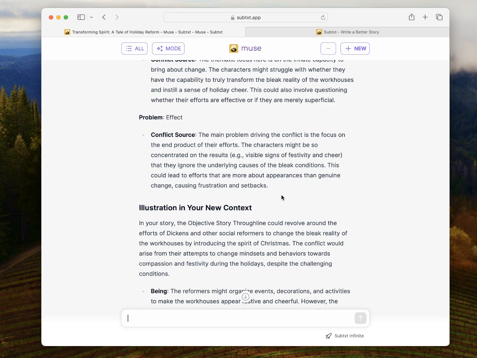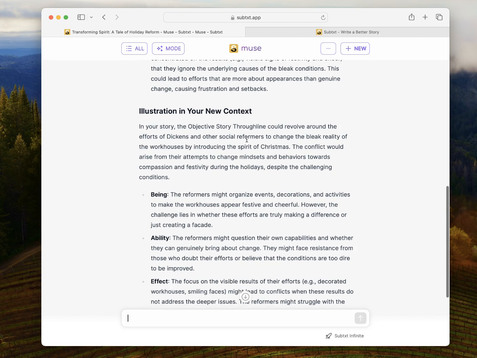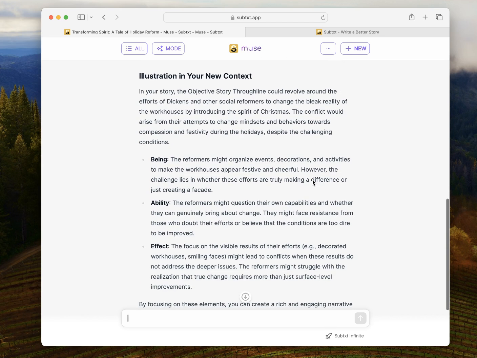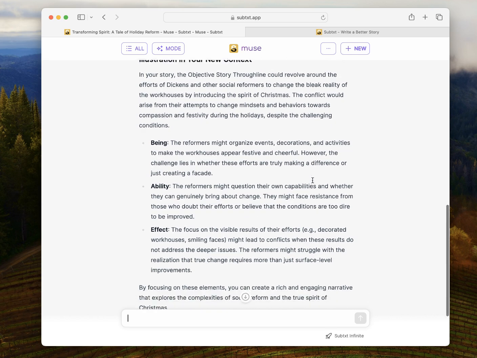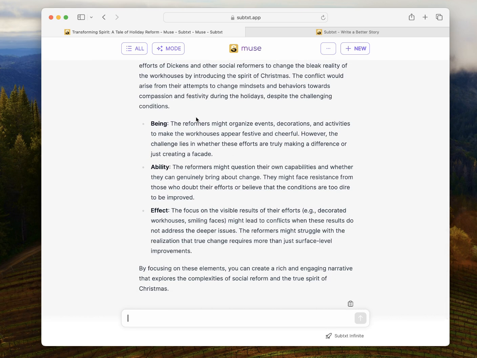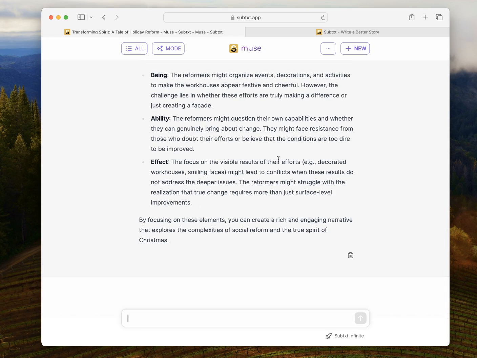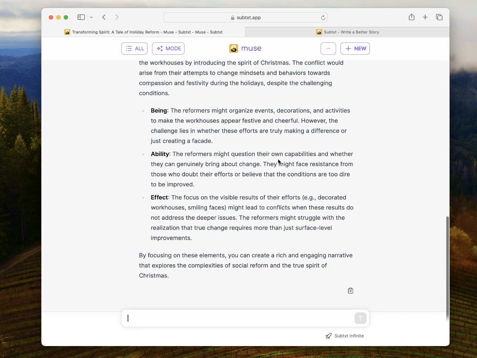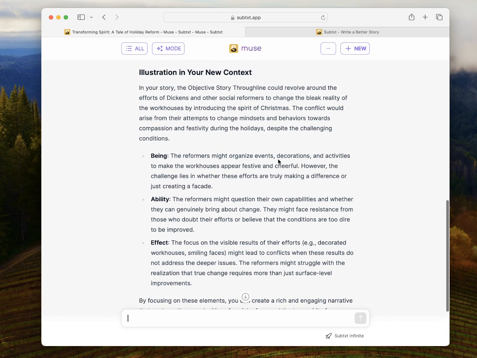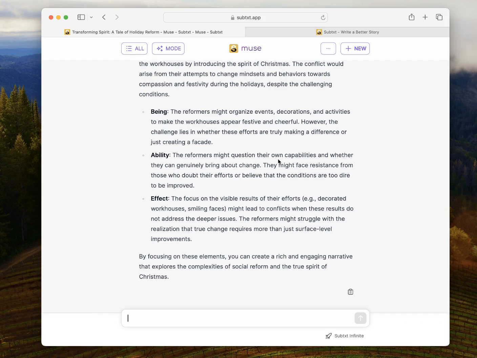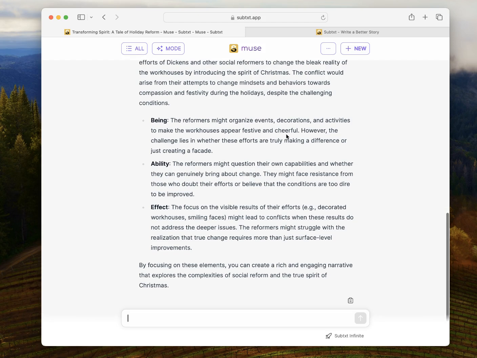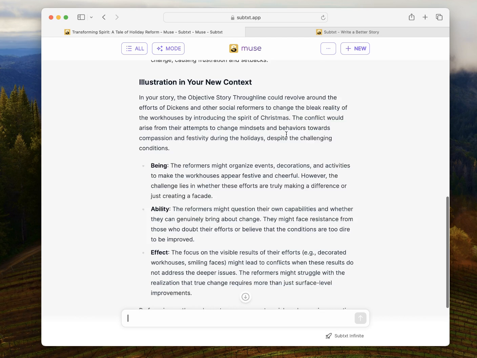That's actually pretty cool. So in your story, the objective story throughline could revolve around the efforts of Dickens. Oh, that's actually really nice. And then it just did all of those. Perfect. So I love this. This is really great. And now I have a really clear idea of what I will be focusing on in the narrative. If I wanted to, I could take this into Subtext and start working out the different story. But I want to just stay here in Muse and show you how much more fun it is.